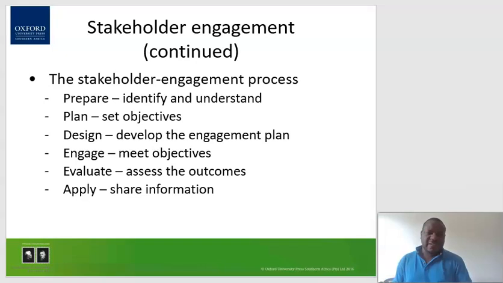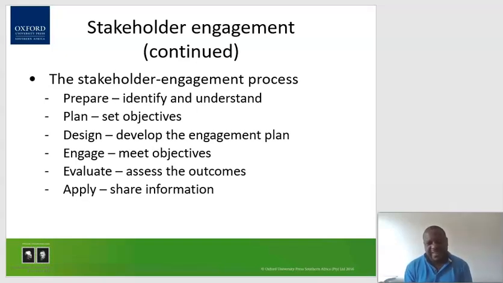This is the stakeholder engagement process. It starts with preparing, whereby you identify stakeholders, understand each other, and identify issues that you ought to engage on and understand them. Then you set objectives. You develop the engagement plan, then engage. That's when you actually meet the objectives that you set in the very first step.